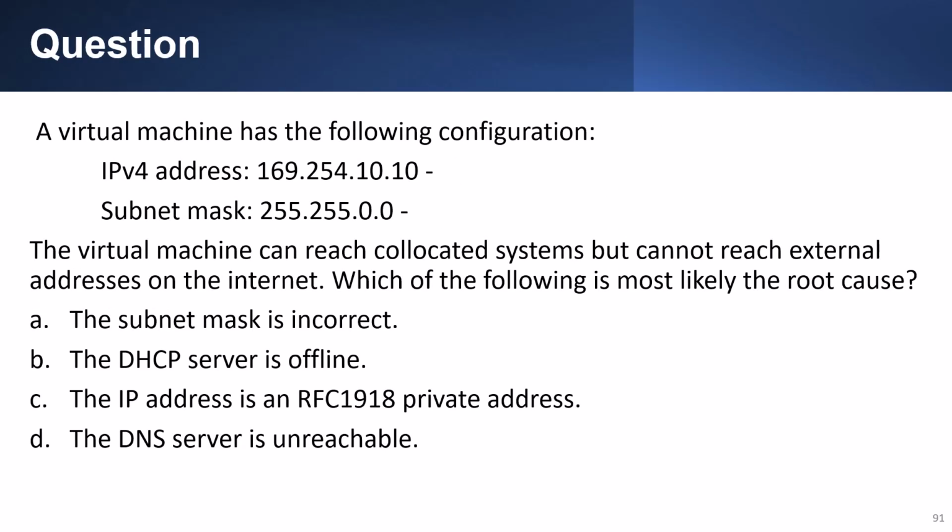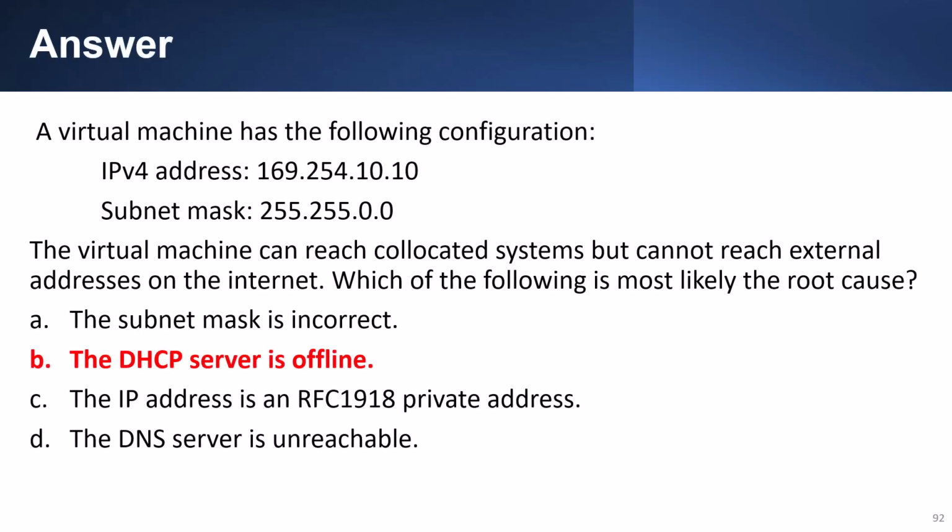Question: a virtual machine has the following configuration shown on the screen. The virtual machine can reach co-located systems but cannot reach external addresses on the internet. Which of the following is most likely the cause? Answer: the DHCP server is offline.